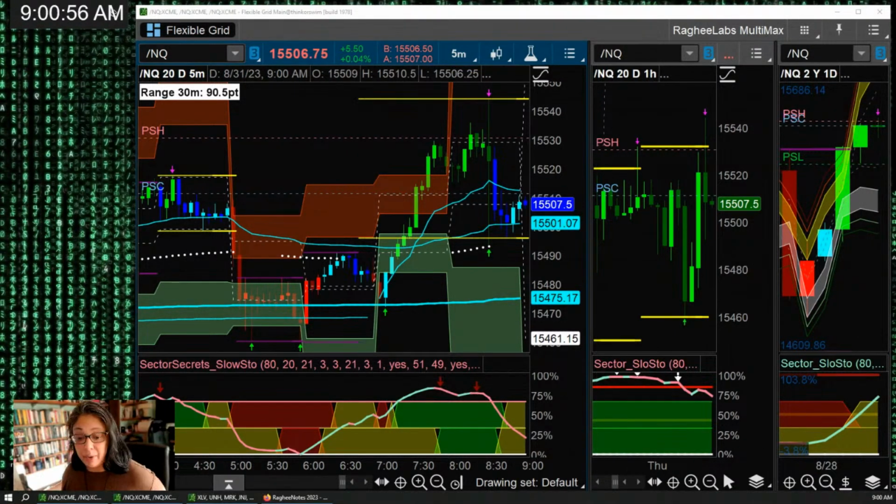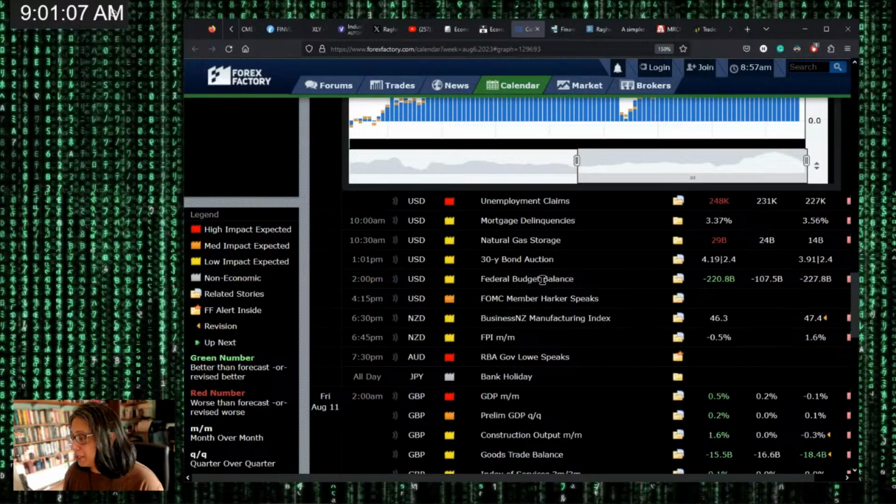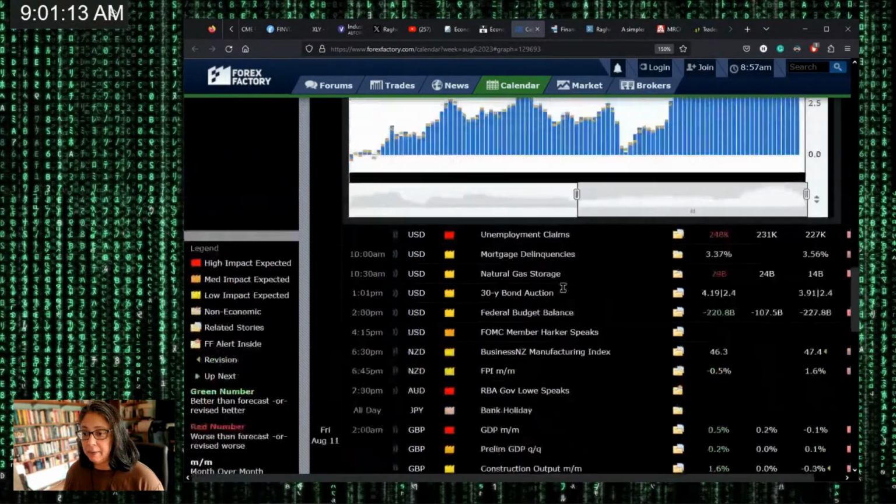We've got a lot going on in the next 2 days, not the least of which is let's take a quick peek at the economic calendar. Well, I've got this handy. So I'm going to jump on over to Forex Factory.